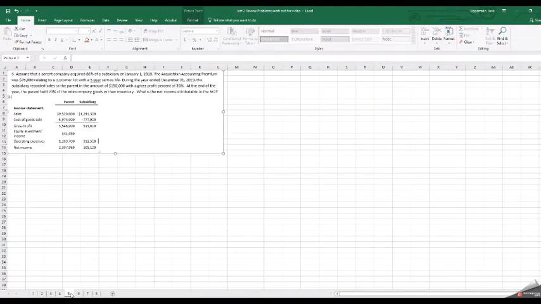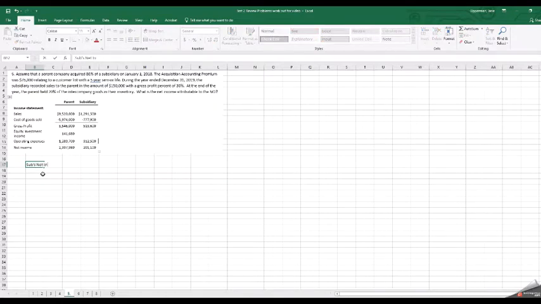Okay, then this one we have assumed that the parent company acquired 80% of the subsidiary. The acquisition accounting premium was $75,000 relating to a customer list with a 5-year service life. During the year of 2019, the subsidiary recorded sales to the parent in the amount of $150,000 with gross profit percent of 30%. And at the end of the year, the parent held 20% of those intercompany goods in their inventory. So what is the net income that's attributable to the NCI? The subsidiary sold to the parent, so that means the NCI is going to share in that inventory adjustment.